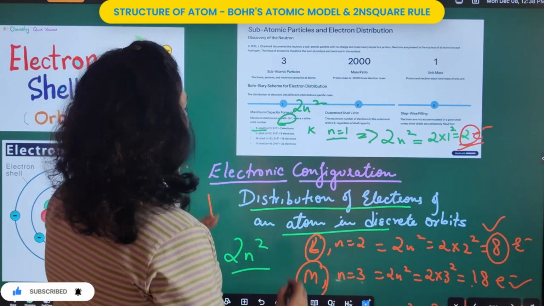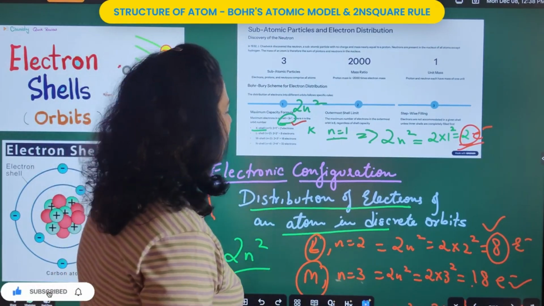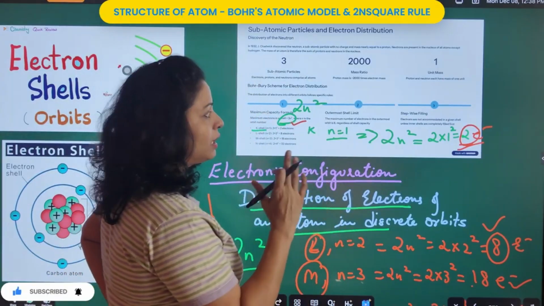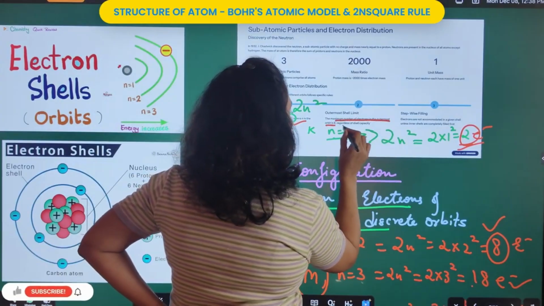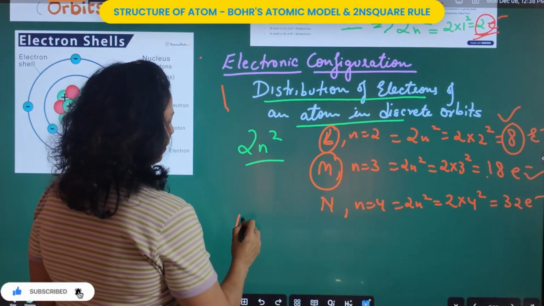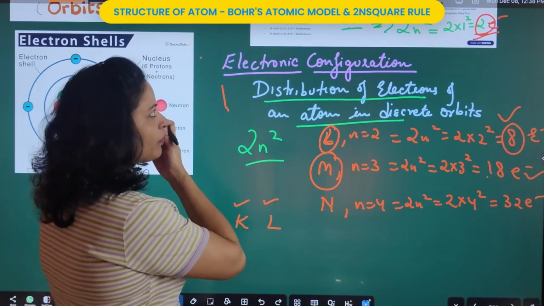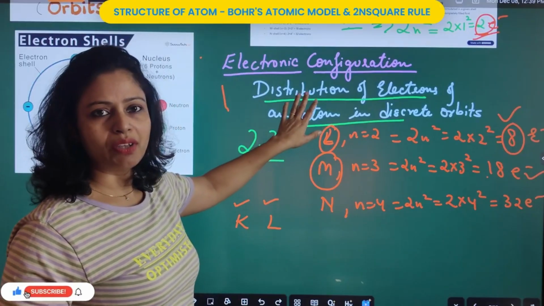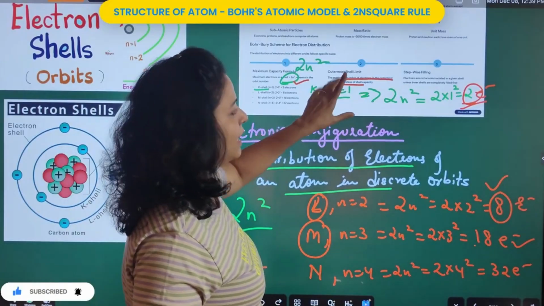So that was the only thing given by Bohr in the 2n square rule. There are also different rules which you have to follow. The maximum number of electrons in the outermost orbit is 8. So if there are only K and L orbits, the maximum electrons the outermost orbit should have is only 8. The maximum number of electrons in the outermost orbit is 8.